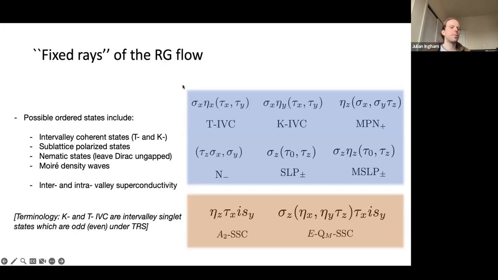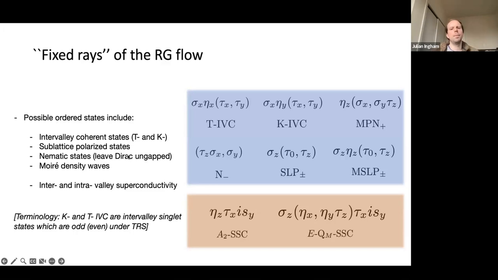And additionally, we have inter and intra mono and Moiré valley superconductivity. Two superconducting states that are of particular interest are the ones in the bottom right here. We have A2 and E, and there are a number of other degenerate E states that I didn't state here, but A2 and E basically just denote the symmetry behaviors of these order parameters under D6.